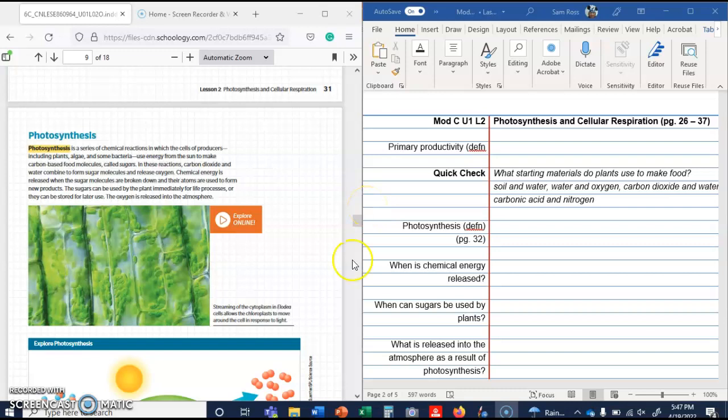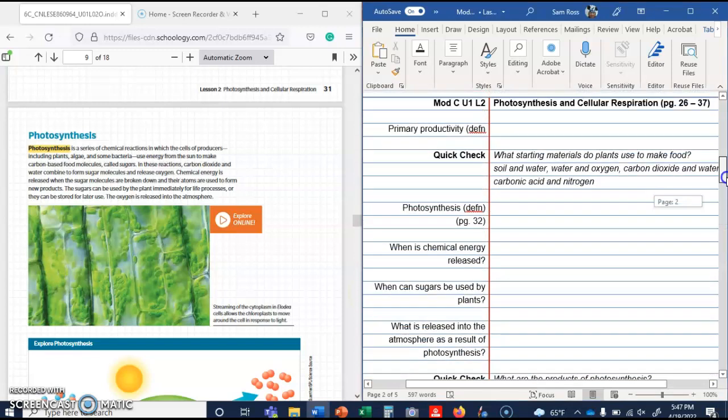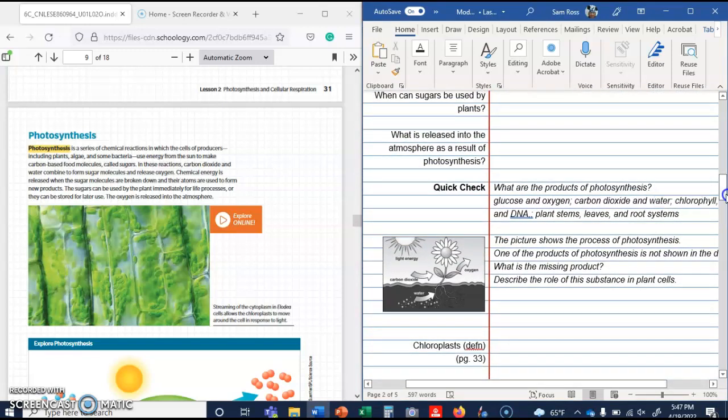When is chemical energy released? Let's see. Chemical energy is released when the sugar molecules are broken down and their atoms are used to form new products. When can sugars be used by plants? Let's see. Sugars can be used by the plant immediately for life processes, or they can be stored for later use. So you'll want to put that there.